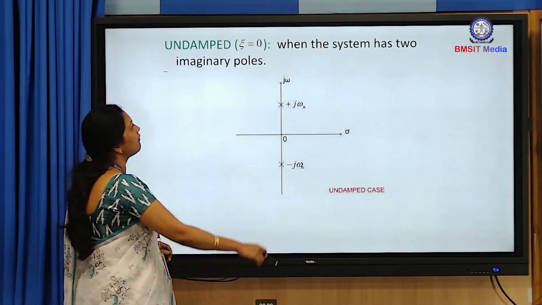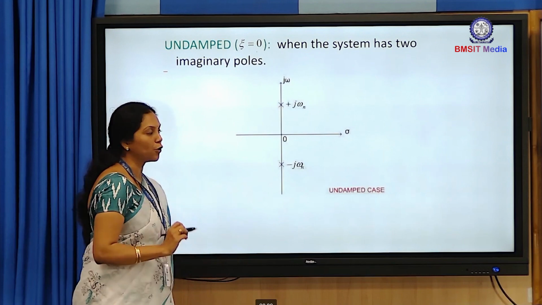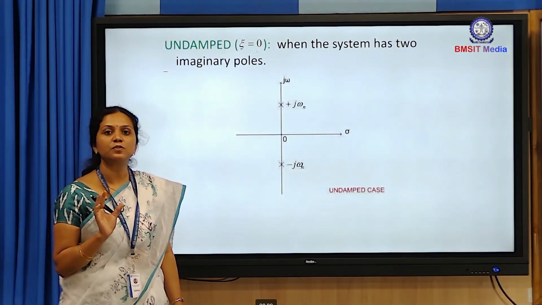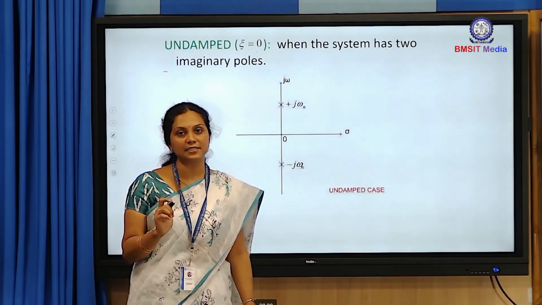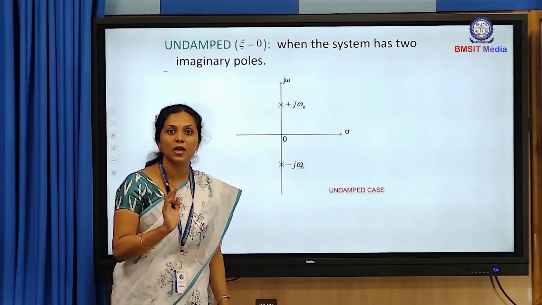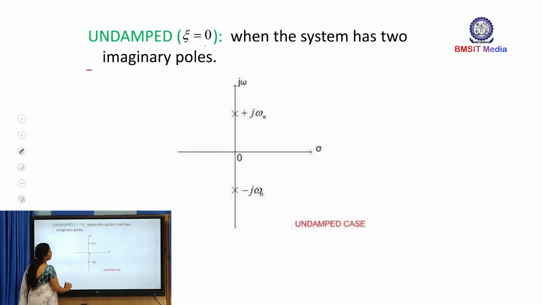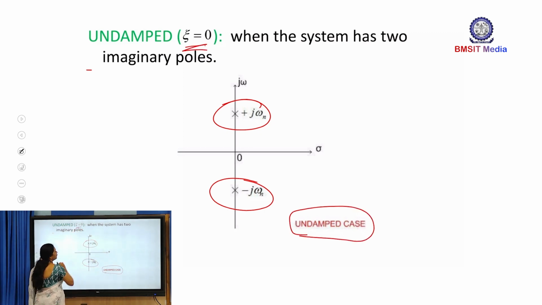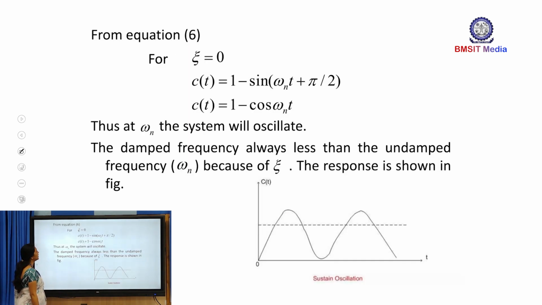Next, I substitute the value of zeta to be equivalent to 0. Now when I substitute the value of zeta to be equivalent to 0, what are the two types of roots that I will be getting? The two roots that I will be getting when I consider the value of zeta to be 0 are the imaginary poles. So if I say that they are imaginary poles, then I can put the value of s to be plus j omega n and minus j omega n. And what is such a type of response called?